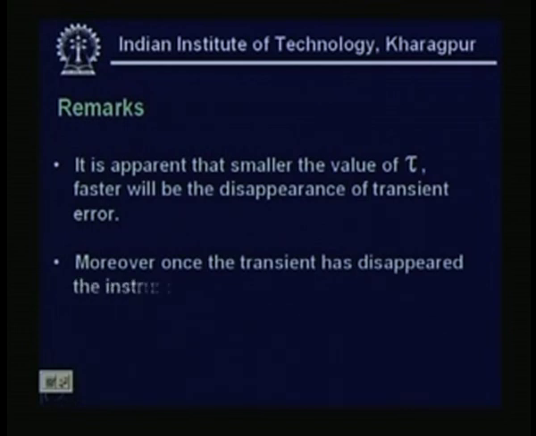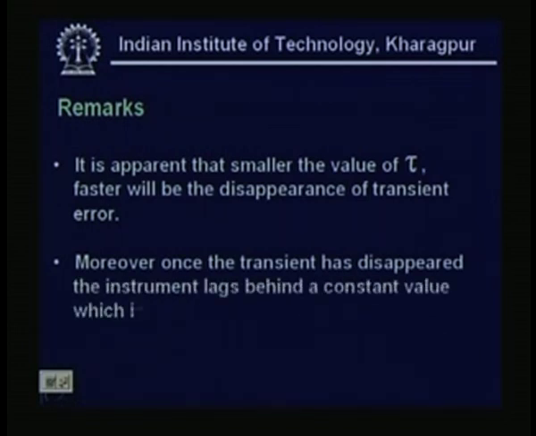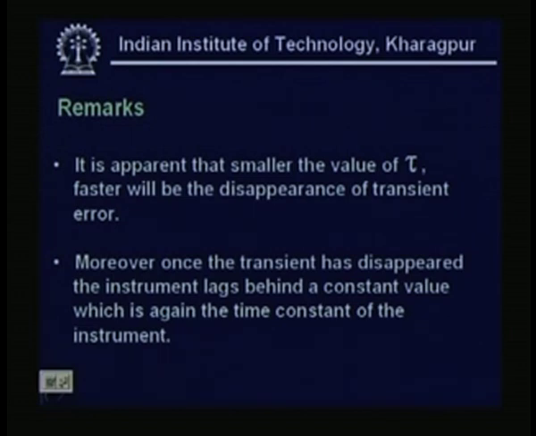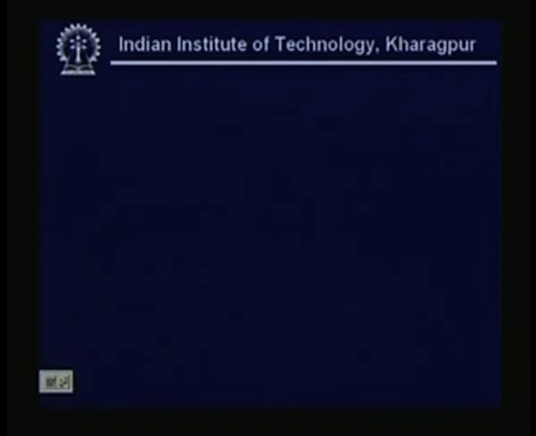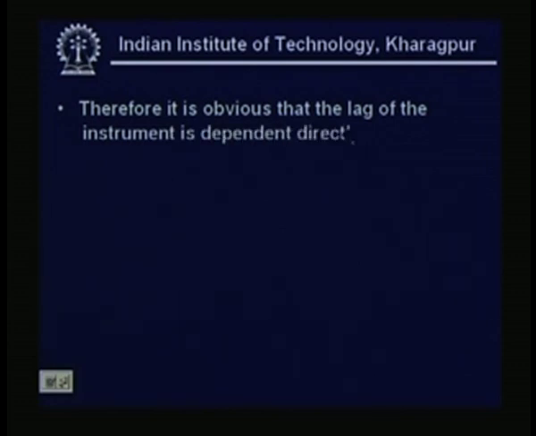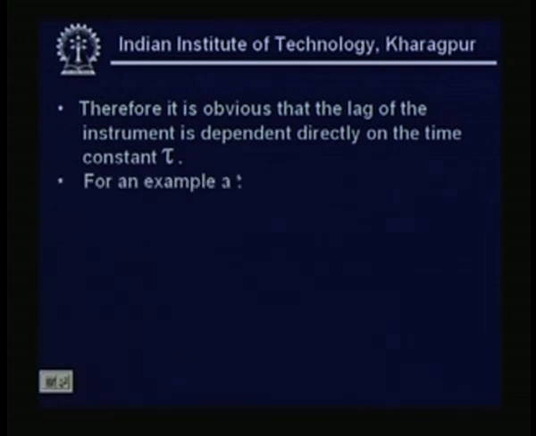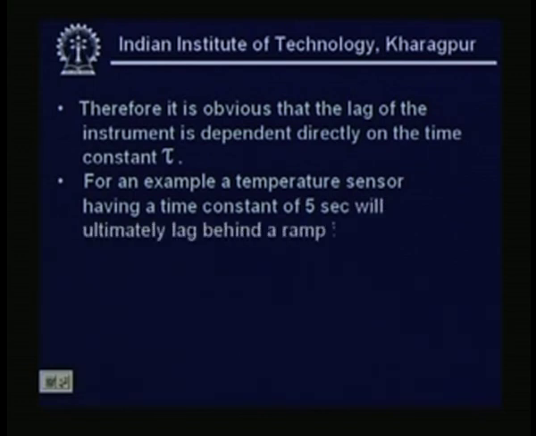Moreover, once the transient has disappeared, the instrument lags behind by a constant value, which is again the time constant of the instrument, tau, as we have already seen. Therefore, it is obvious that the lag of the instrument depends directly on the time constant tau. For example, a temperature sensor having a time constant of 5 seconds will ultimately lag behind a ramp input by 5 seconds.